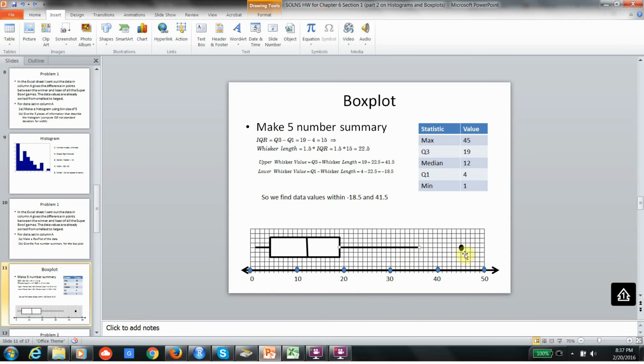So what happens to 45? He's an outlier. He's more than 1.5 whisker lengths away from Q3. And so I put a little dot there for him at 45.